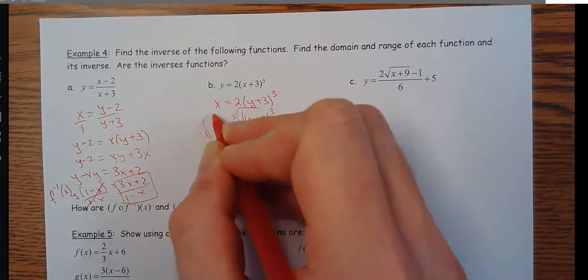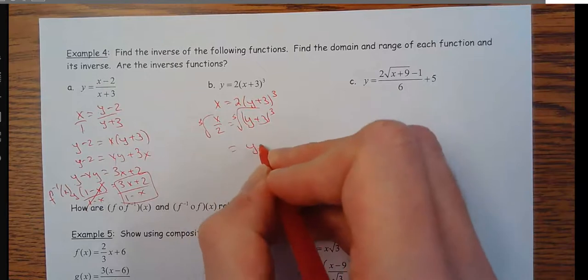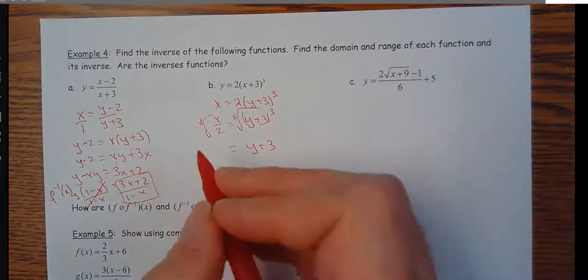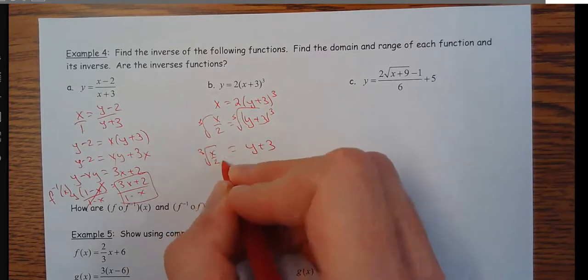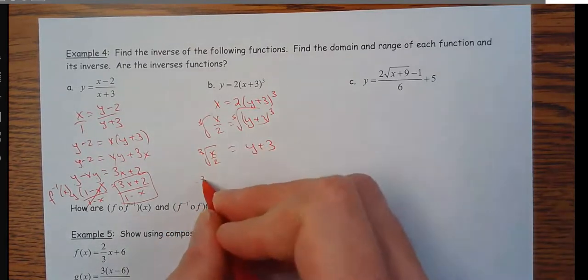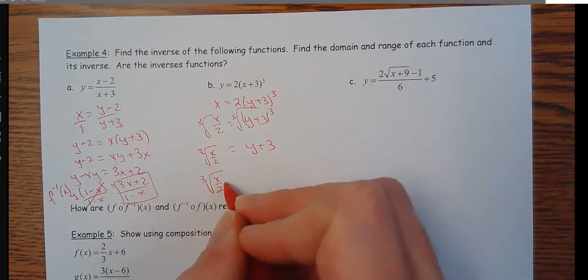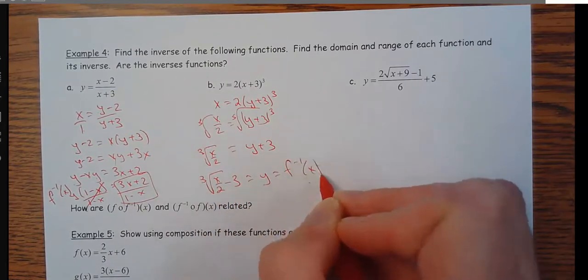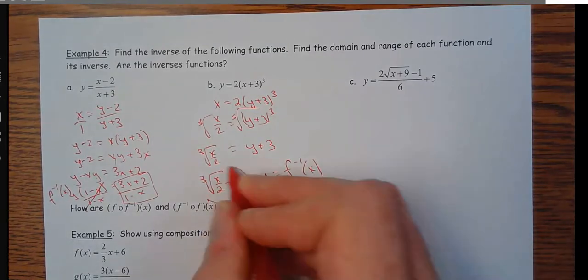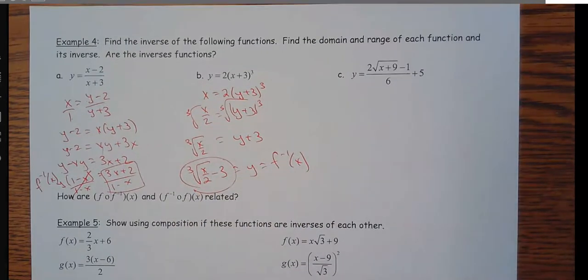Take the cube root of both sides. So I'd have y plus 3 on the right side, and then over here you could just leave that as the cube root of x divided by 2. Subtract 3 over, so the cube root of x divided by 2 minus 3 would equal y, which is also the inverse. So we just put the notation as the inverse. So this would be the inverse.